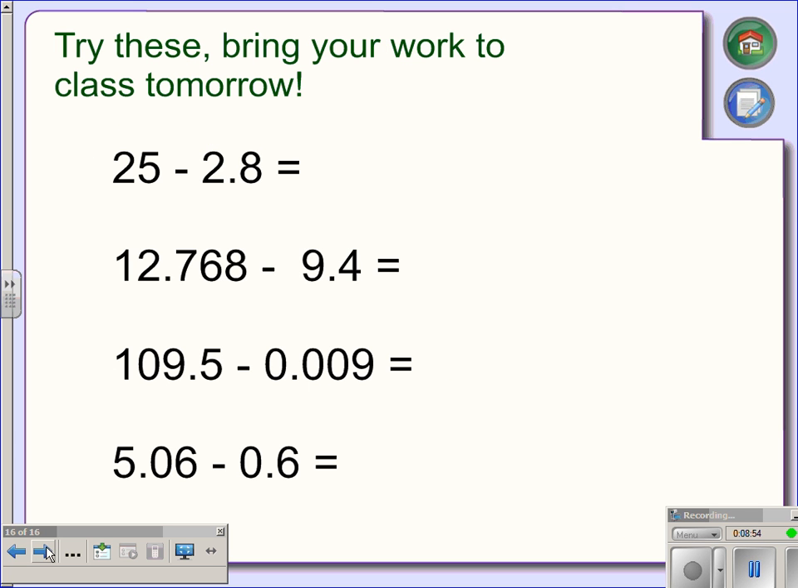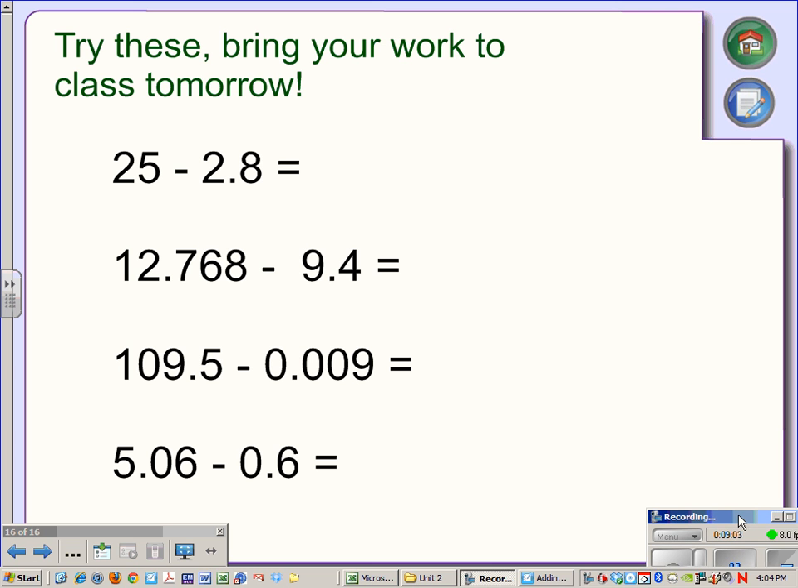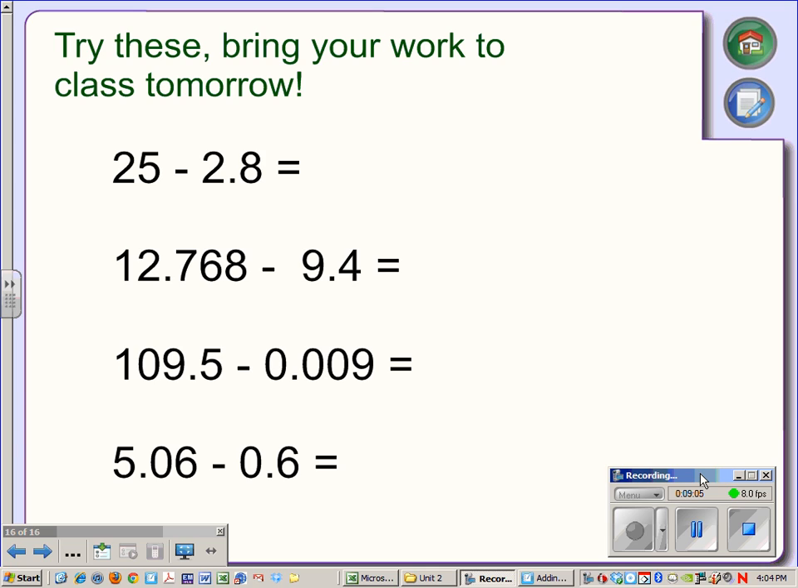Okay, here are 4 more problems. Go ahead and solve these problems in your notebook. Make sure you bring all your work to class tomorrow. We'll correct right away in the morning and we'll see how you're doing. See you then.